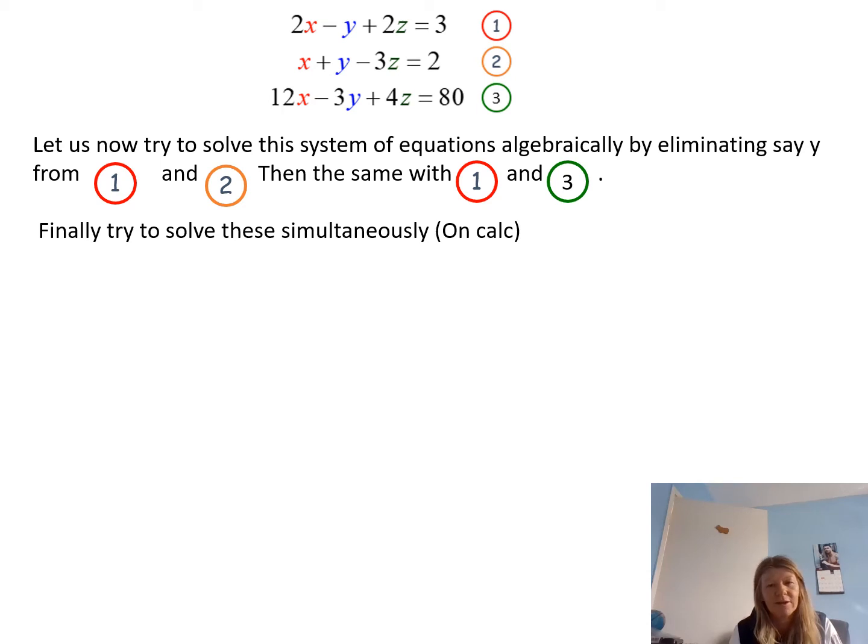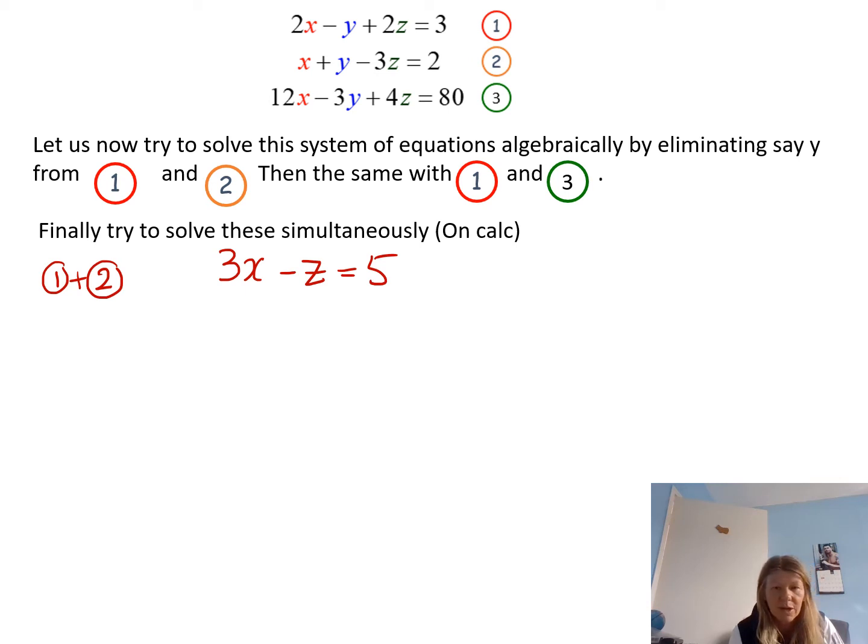But how would we prove it? Well, we try to eliminate again, eliminating the y values. So very similar to last time, we're going to do equation 1 plus equation 2. And when we do that, we get 3x minus z equals 5 again.